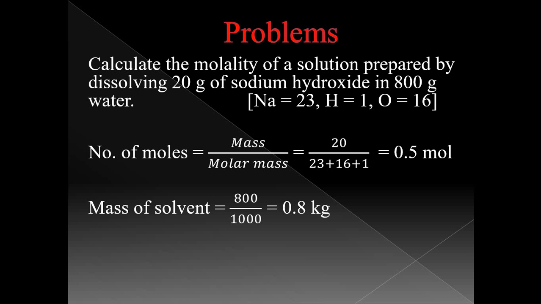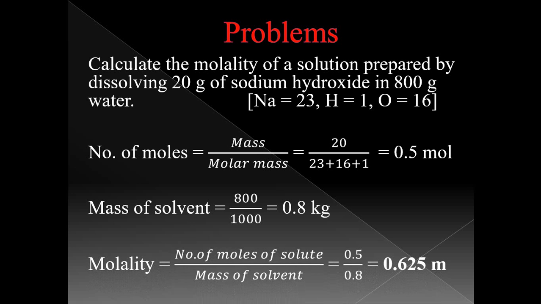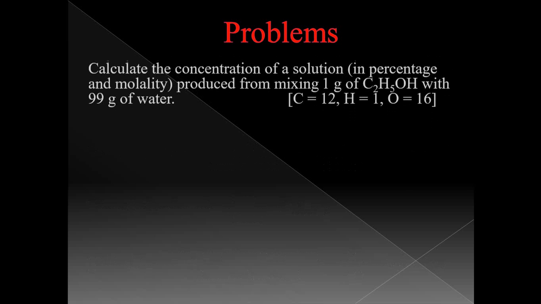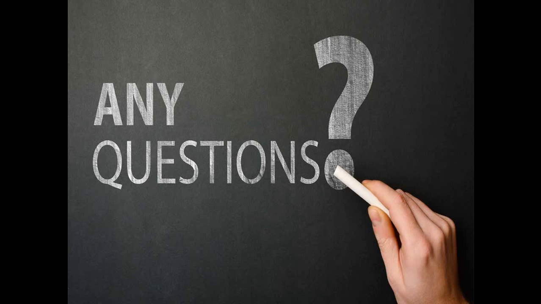It's given equals 800 grams of water, but it's divided by 1000 because we all know that the mass of the solvent is measured in kilograms and not in grams. Okay, so we have the mass of the solvent equals 0.8 kilogram, and we have the mass of the solute, but we need the number of moles, so we'll divide the mass of the solute by the molar mass. We can find that the number of moles equals 0.5, so by dividing 0.5 over 0.8, the molality here equals 0.625 molal. Okay, and that's enough for today. Thank you.